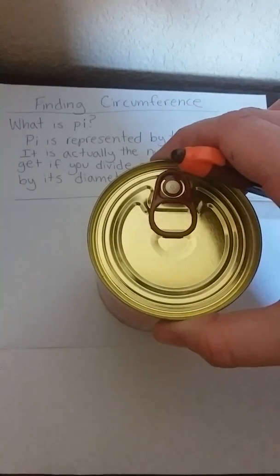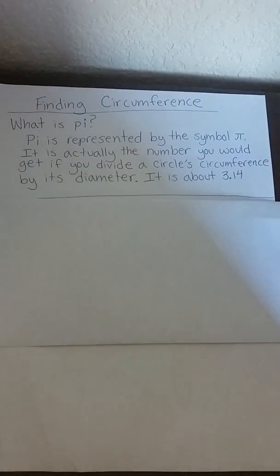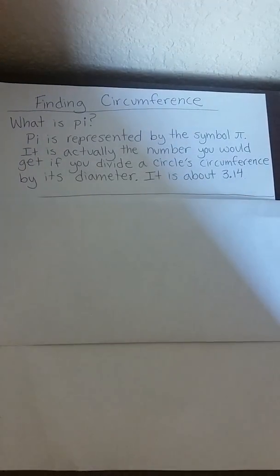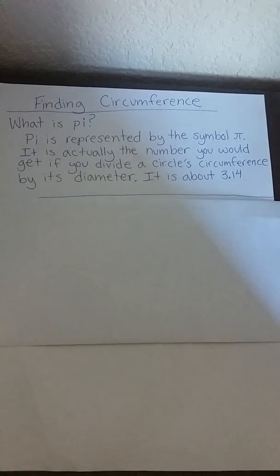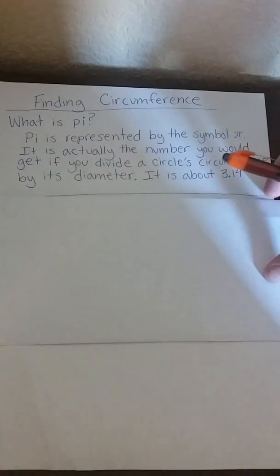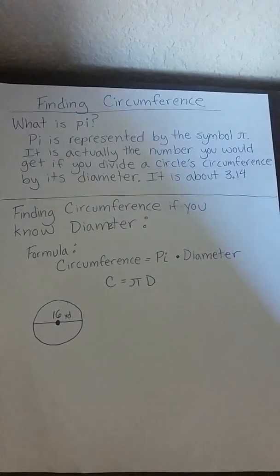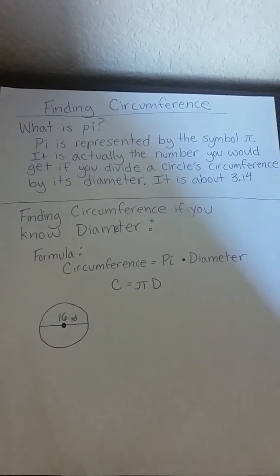Because of that, we can use pi to find things like circumference and area of a circle, because we know that the relationship between the outside, the circumference, and the diameter will always be this constant number. It will always be 3.14. So we use that to find circumference if we know diameter.